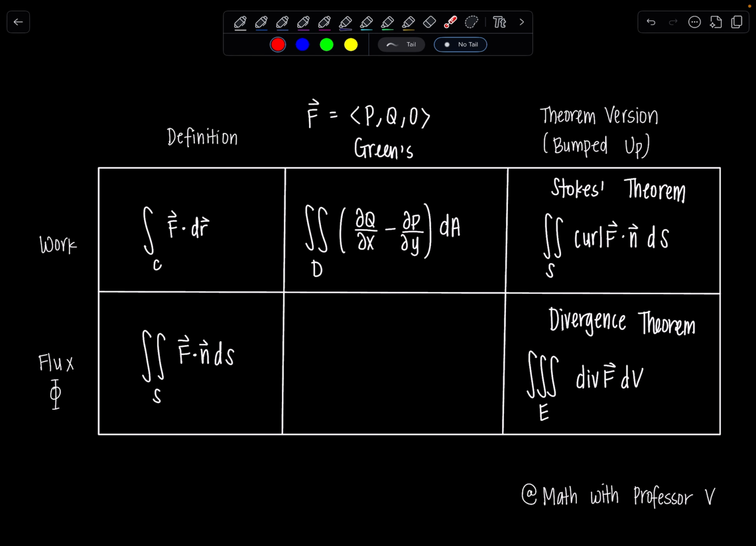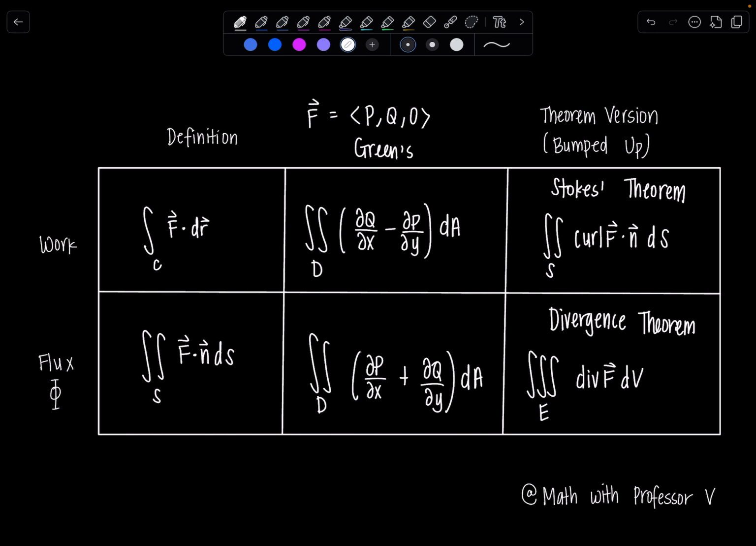There is a version of Green's theorem for flux, and it's the same thing. If you don't have a vector field with a third component, with the z component, then it's the double integral over D of ∂P/∂x plus ∂Q/∂y dA. All right? So that's it. If you can kind of envision this chart in your head or even complete it yourself, then you're going to be in a much better place than most who are taking this class. So all of these compute work, all of these compute flux. That's pretty much all you're asked to do the entire unit, okay?